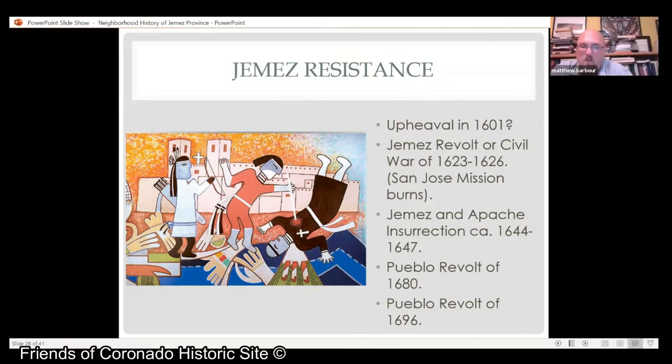There was a Jemez and Apache insurrection on top of Virgin Mesa going from about 1644 to 1647, sometime in that area. There was a Pueblo Revolt of 1680, and of course the Pueblo Revolt of 1696. In all of these, the Jemez participated. There's actually probably a lot more than these. Spanish documents were not keen to report indigenous uprisings in general, especially if they were put down or caught in the initial phases.